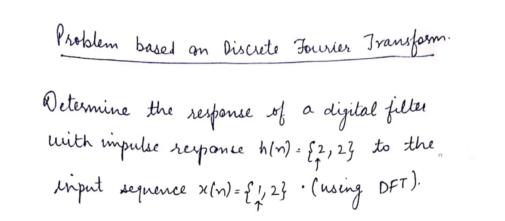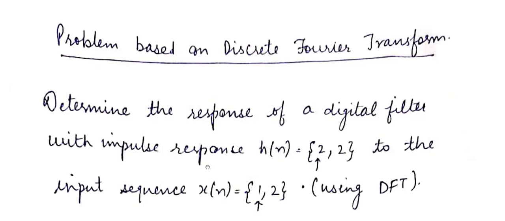You have to determine the response of a digital filter, and we are given the impulse response h(n), which is given as 2, 2, that is, two coefficients at n equal to 0 and n equal to 1. We are also given the input sequence x(n), again with two values, 1 and 2. So at n equal to 0 it is 1, and at n equal to 1 it is 2.